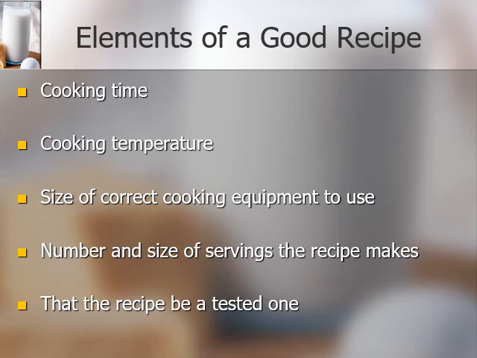So make sure that it has an amount of time for whatever it is to cook, a temperature such as 350, medium high heat, etc. When you're making brownies, correct size of equipment, they might say a 9 by 13 baking dish or an 8 by 8. And make sure that your recipe is a tested one. If you get a recipe off the internet, please make sure that you look at the reviews to see how people have tested the recipe to make sure that it is valid.